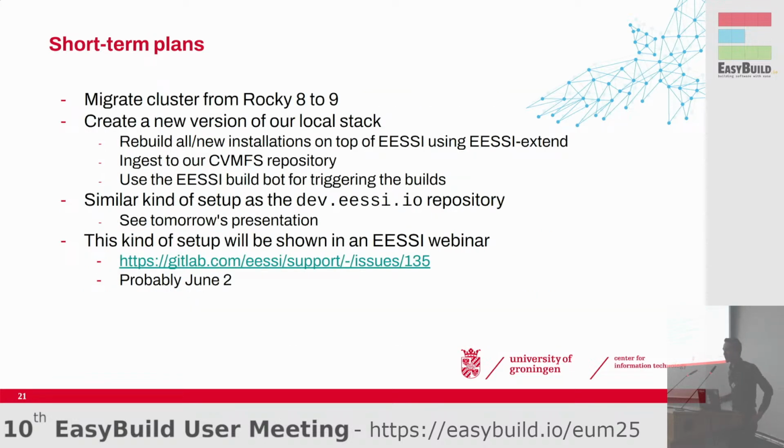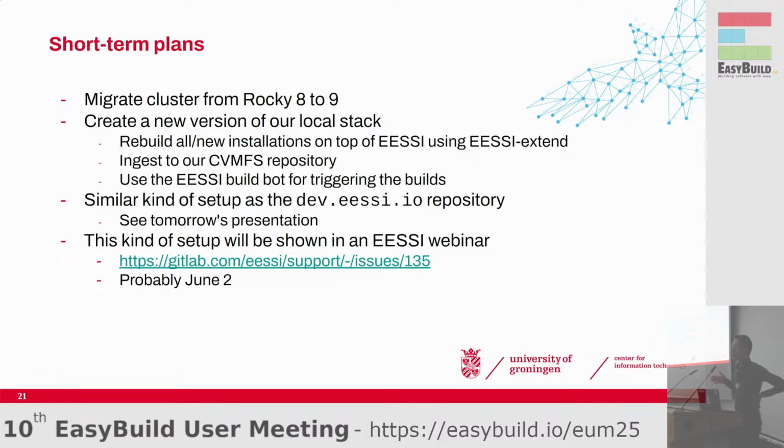Then the short-term plans, that's very similar to what Caspar just mentioned as well for Surf. We're in the process of migrating our cluster from Rocky 8 to Rocky 9. Since we didn't use a compat layer like Easy does, all the software was built specifically for Rocky 8. Now what Caspar mentioned, that apparently it will probably still work on Rocky 9, but if you want to be sure, you probably should rebuild everything. But we find this a good moment to completely switch over to Easy, because Easy is now mature. And then we build all the missing stuff or all the licensed software just on top of Easy with EasyExtend. We will use the EasyBot.